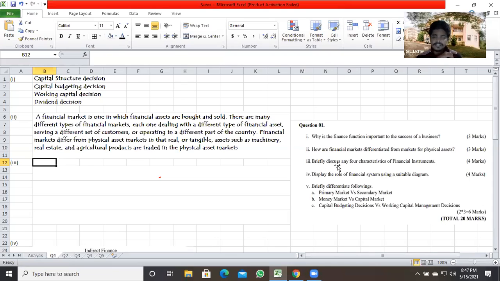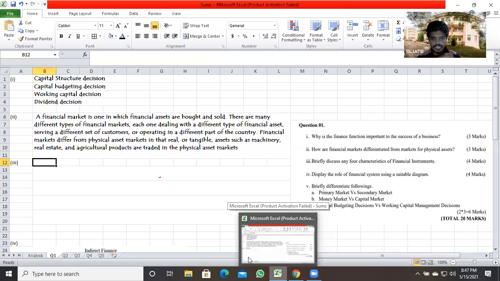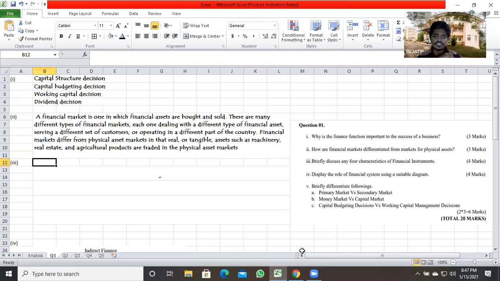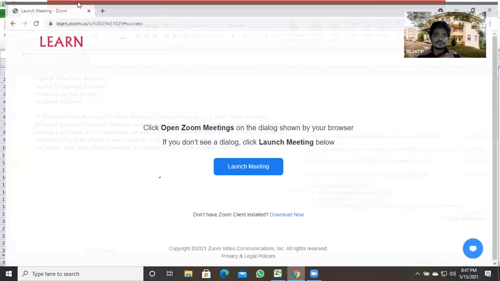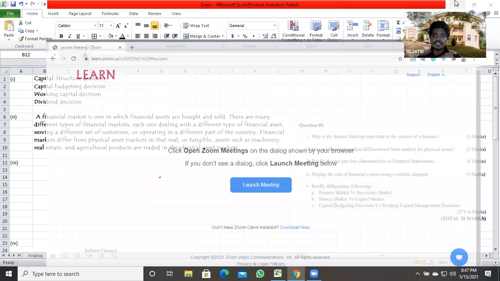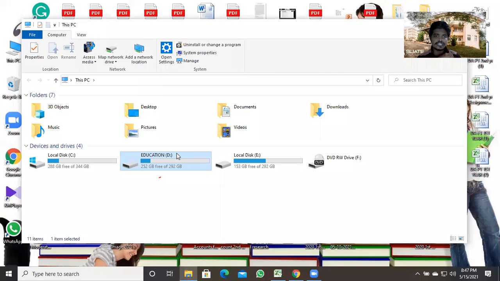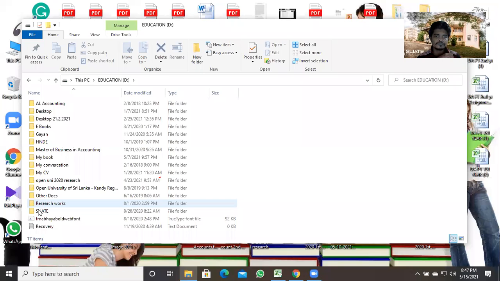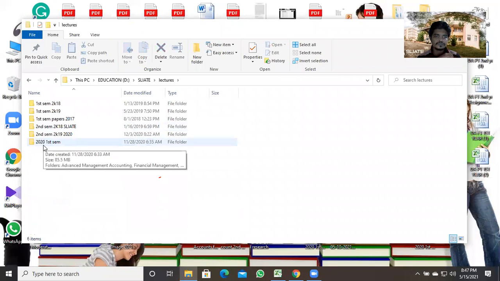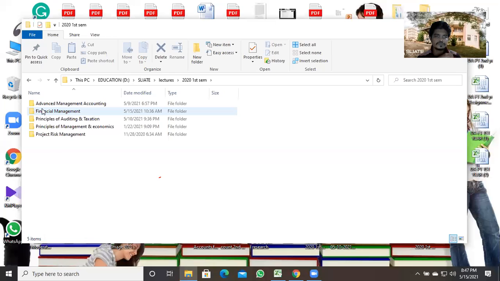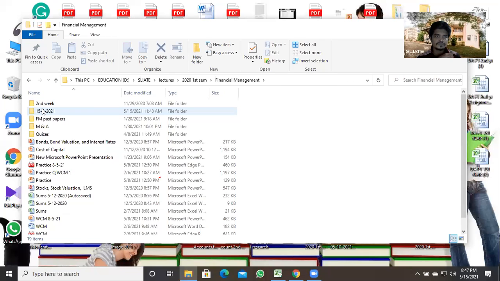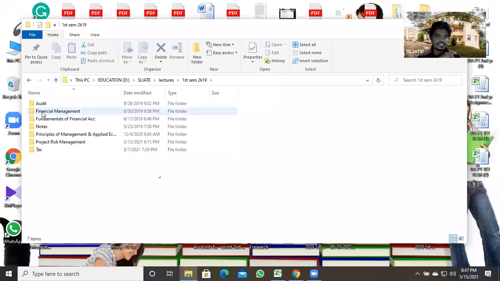Okay, then the next one. Discuss any characteristics of financial instruments. What are the financial instruments available in the Sri Lankan context? What are those financial instruments available in the Sri Lankan context?